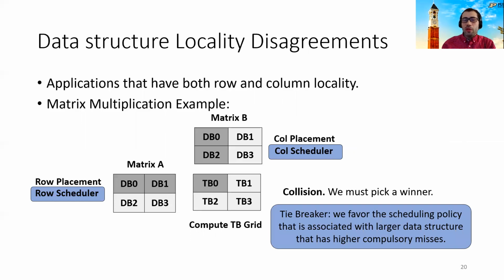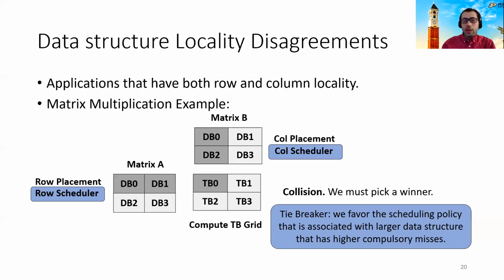To break the tie, we favor the scheduling policy that's associated with the larger data structure, because it will intuitively have more compulsory misses, and thus a bigger effect on off-chip access, whereas the smaller, frequently accessed data structure has a greater chance of hitting in the local L2 cache.